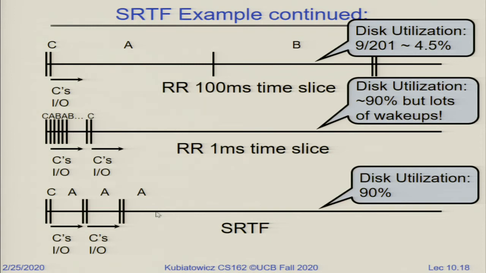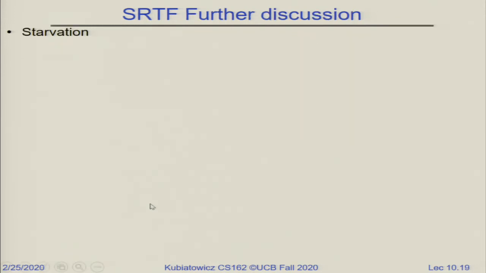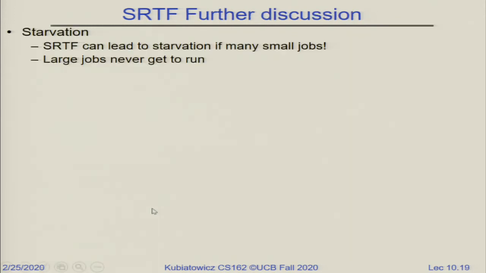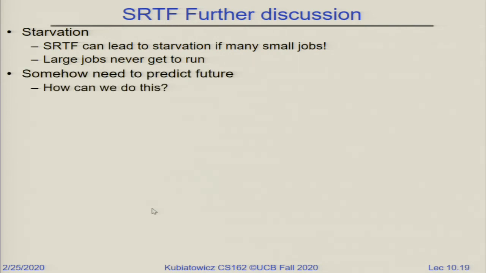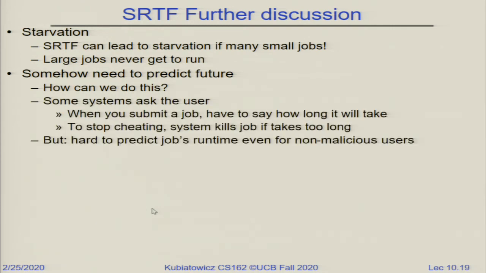All right. Good questions. So, starvation is unfortunately here, right? SRTF clearly leads to starvation if there's lots of small jobs and large ones never get to run. Somehow we need to predict the future. Okay, how do we do this? Some systems might ask the user. The programmer says, well, when I run, I have a burst time of exactly 100 milliseconds. No. All right?